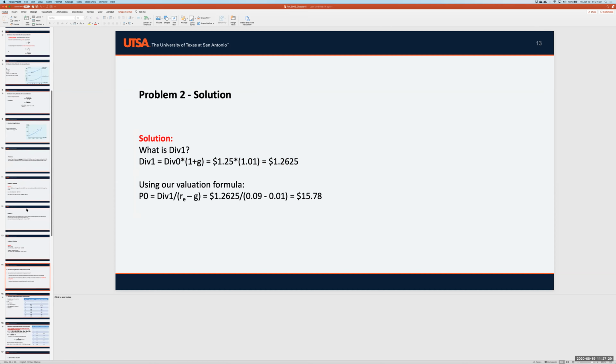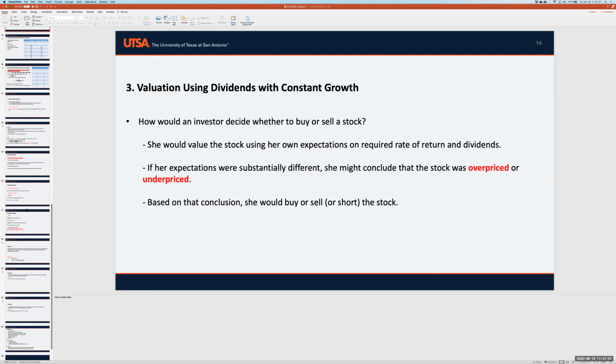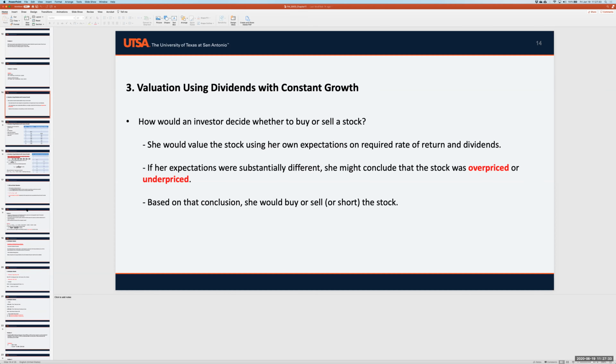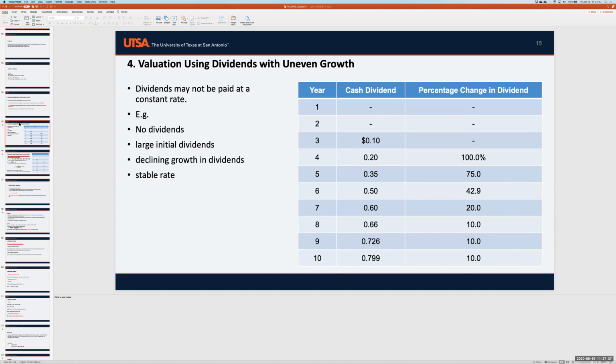Okay, how many slides do we have? Okay, we are in the middle of this presentation. And yeah, the valuation using dividends with uneven growth.